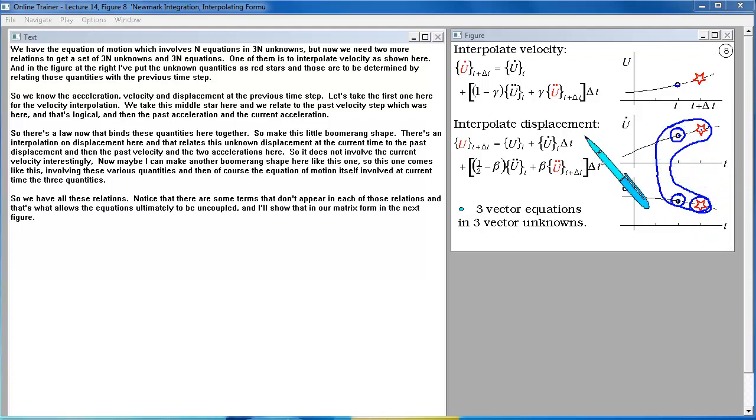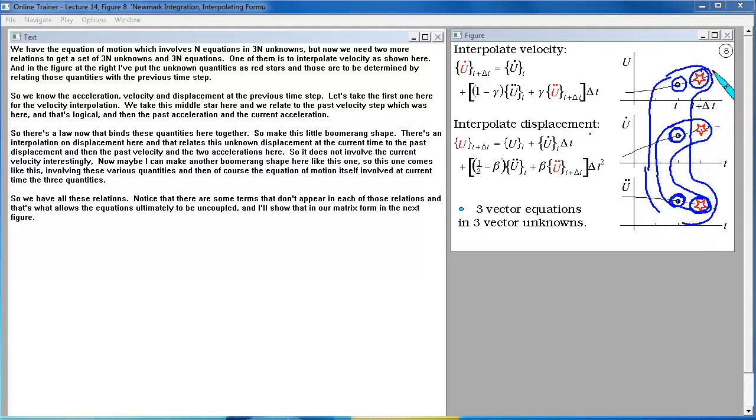There's an interpolation on displacement here, and that relates this unknown displacement at the current time to the past displacement, and then the past velocity and the two accelerations here. So it does not involve the current velocity, interestingly. Now maybe I can make another boomerang shape here like this one. So this one comes like this, involving these various quantities.